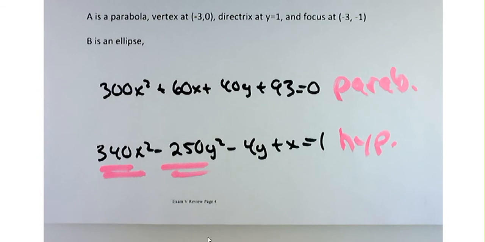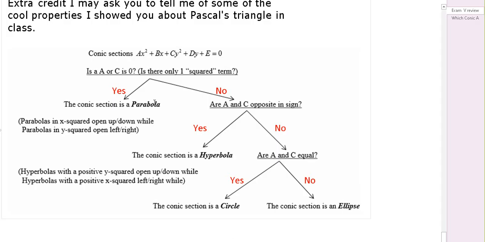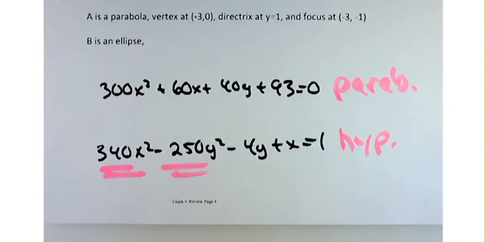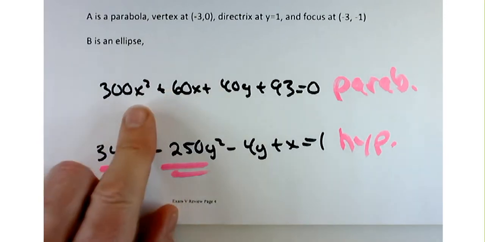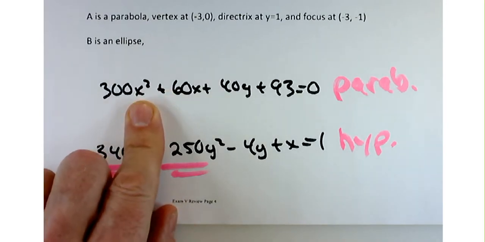And that's just kind of branching down over here. Are A and C opposite in sign? Yeah, it's a hyperbola. Question. Go ahead. Why was the first equation a parabola again? All right, so going back, because there's only one term that's squared. That's what made it a parabola.